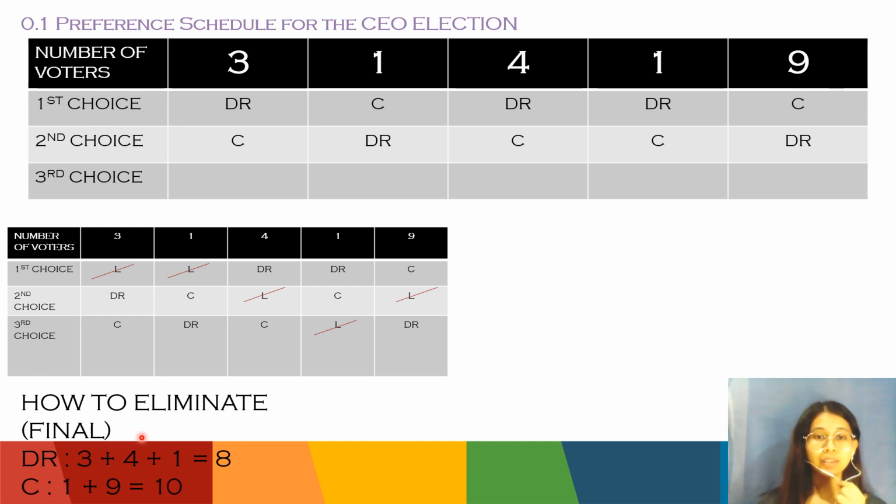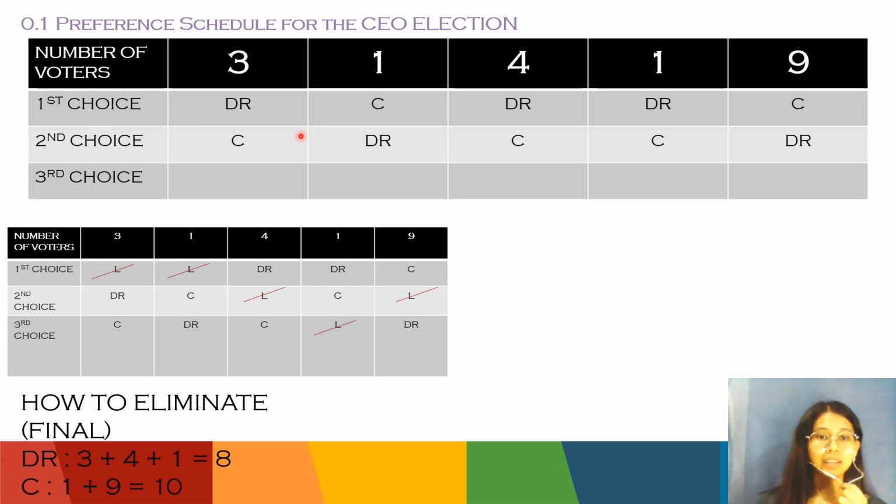Now, since may changes po tayo na ginawa sa ating first row, since wala na po si Lagdameo, si DR po mapupunta po sa first choice, while si C po mapupunta sa second choice. Same with kay C po dito, mapupunta sa first choice, kay DR mapupunta po sa second choice. Since si C mapupunta sa second choice. Same process po tayo sa ginawa natin sa 3, 1, 4. Kaya ito po yung process natin gagawin sa 1 and 9.